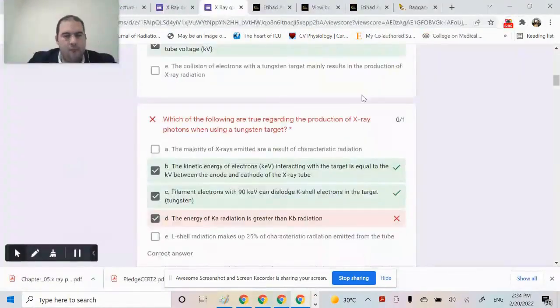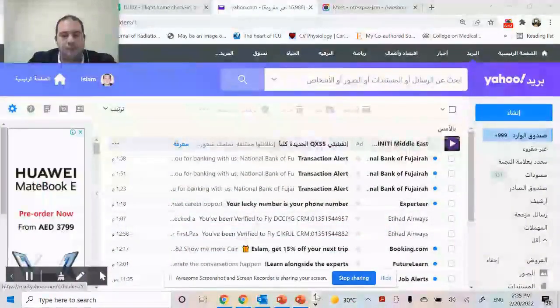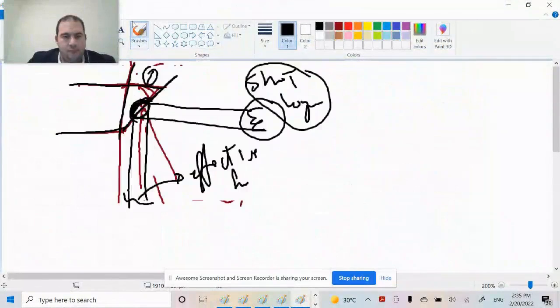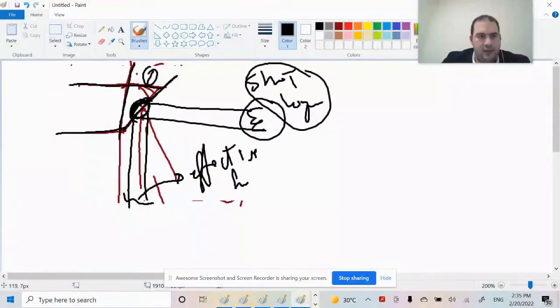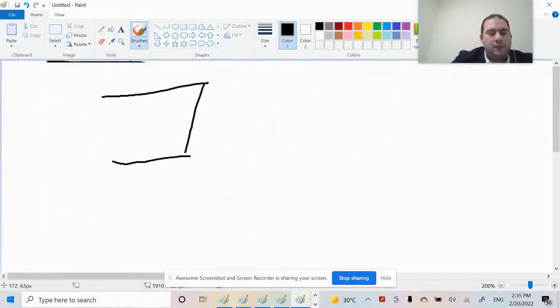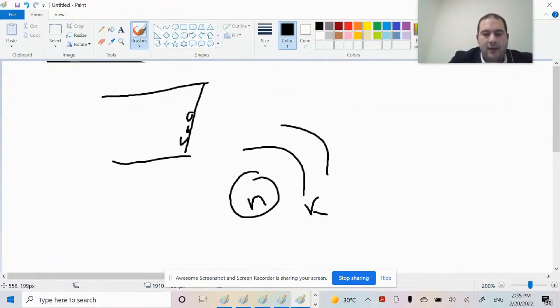The second point is the anode. Inside it, there are atoms. For example, tungsten has K shell and L shell electronic shells around the nucleus.